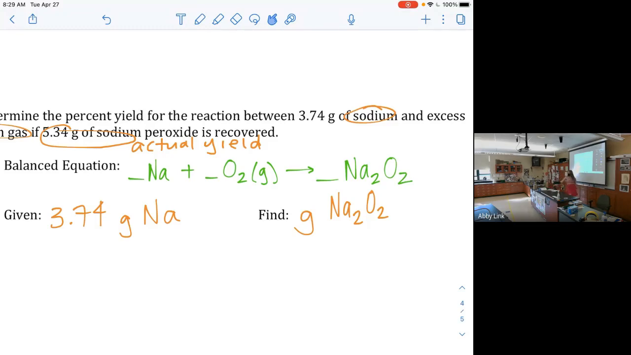Anybody get the coefficients? John? 2, 1, 1, he says. All right, cool. Now we're ready to start our problem. So we're going to go from grams of sodium to grams of Na2O2.